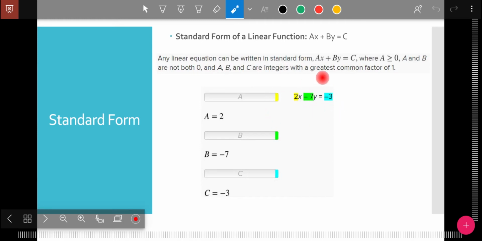This is a quick example. Notice this is in standard form, 2x minus 7y equals negative 3. So what are the numbers? Well, a would be positive 2. It's supposed to be plus, so b is negative 7. And then c is negative 3. You're just going to have to get it over to the form and then tell me what those a's, b's, and c's are.